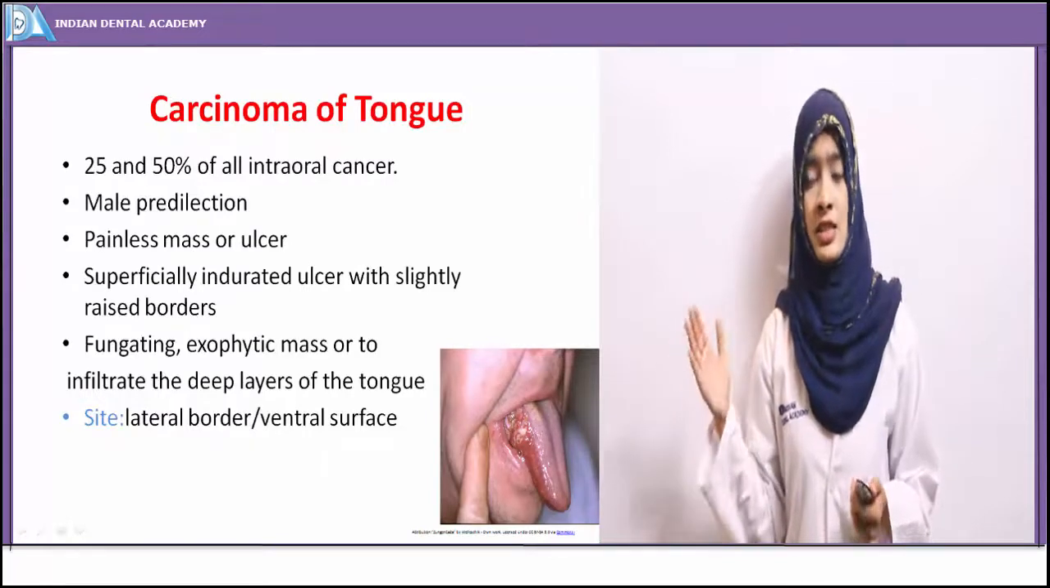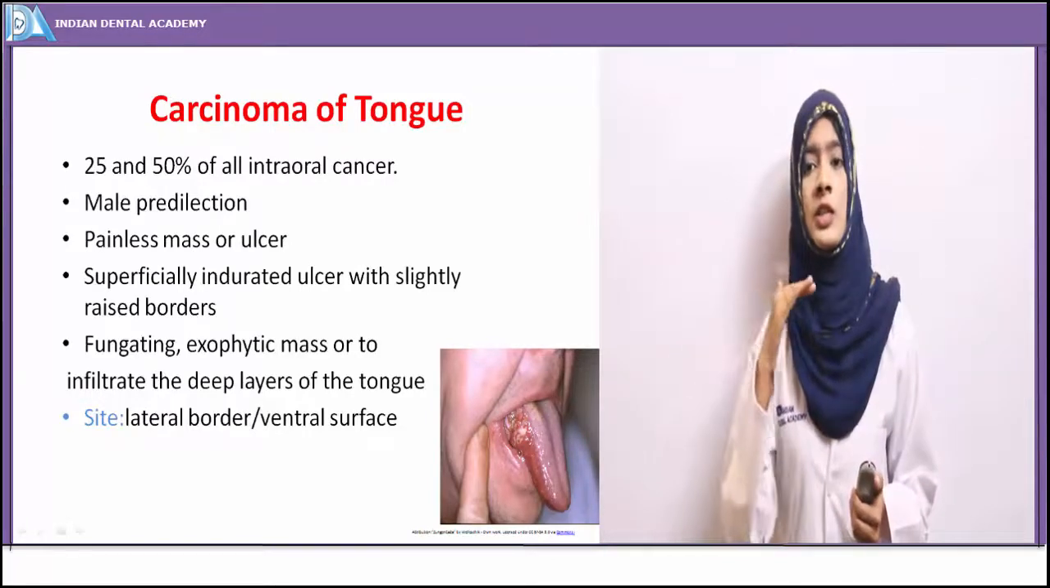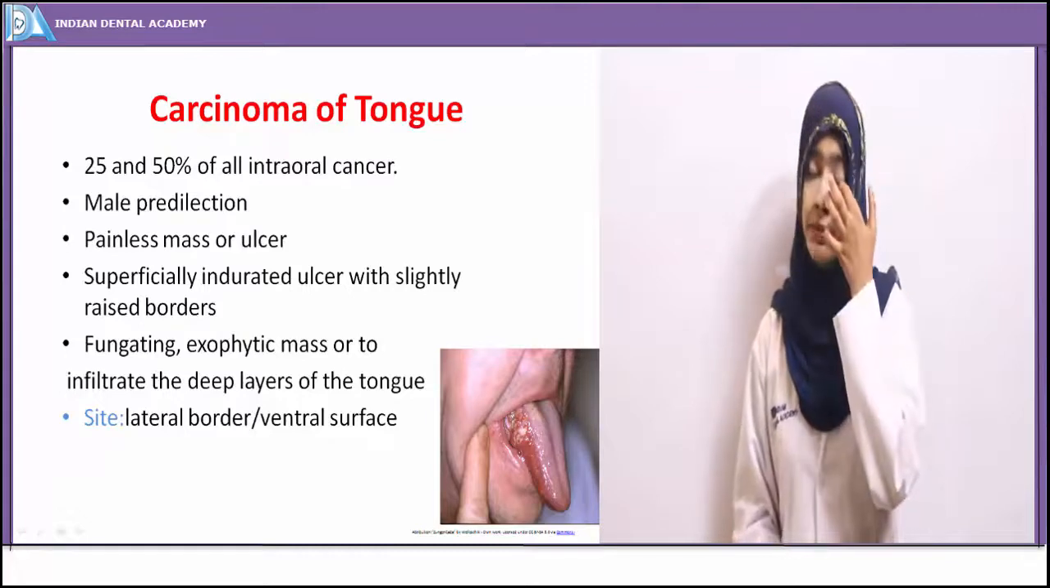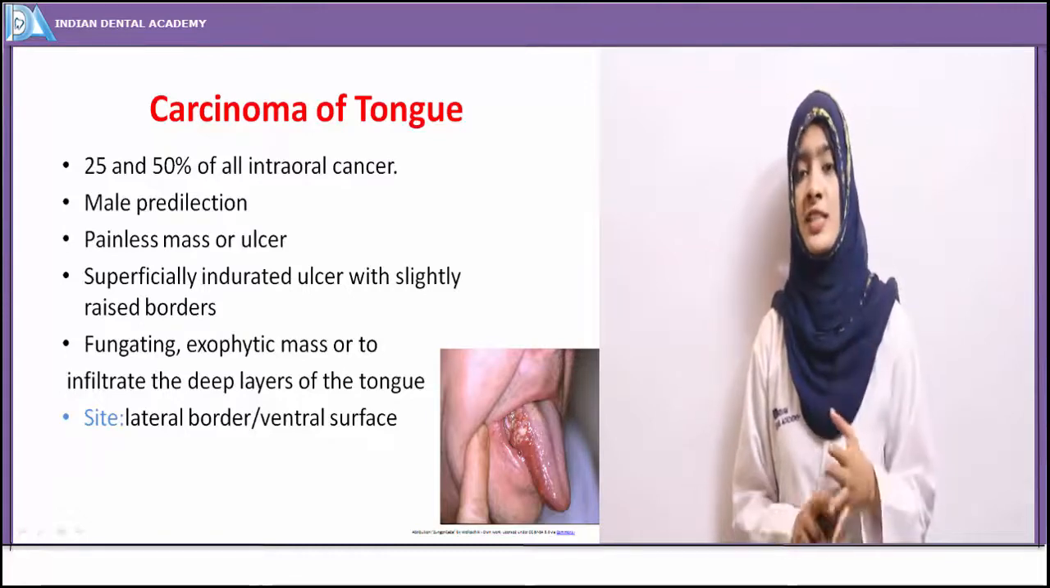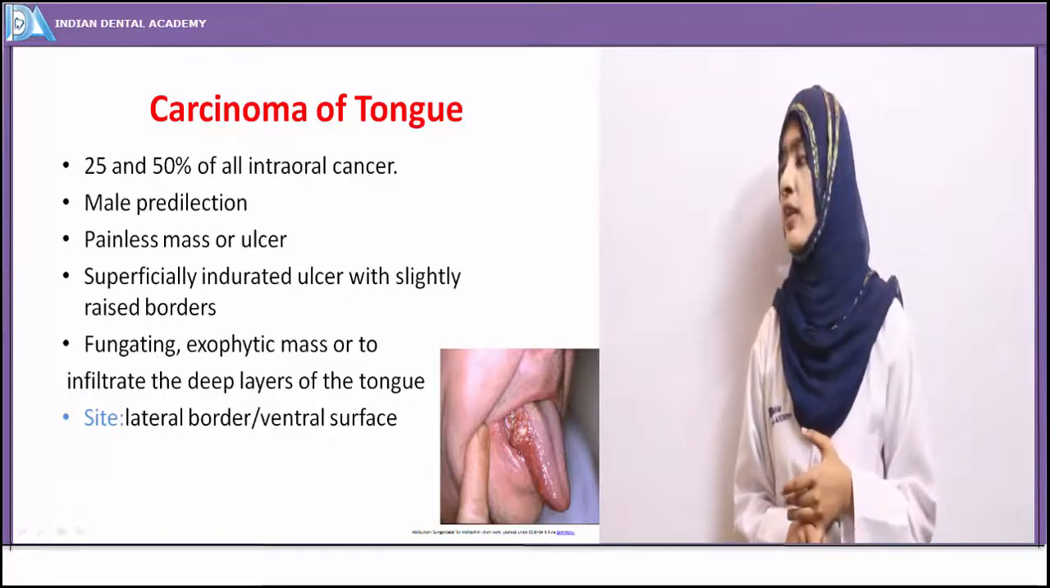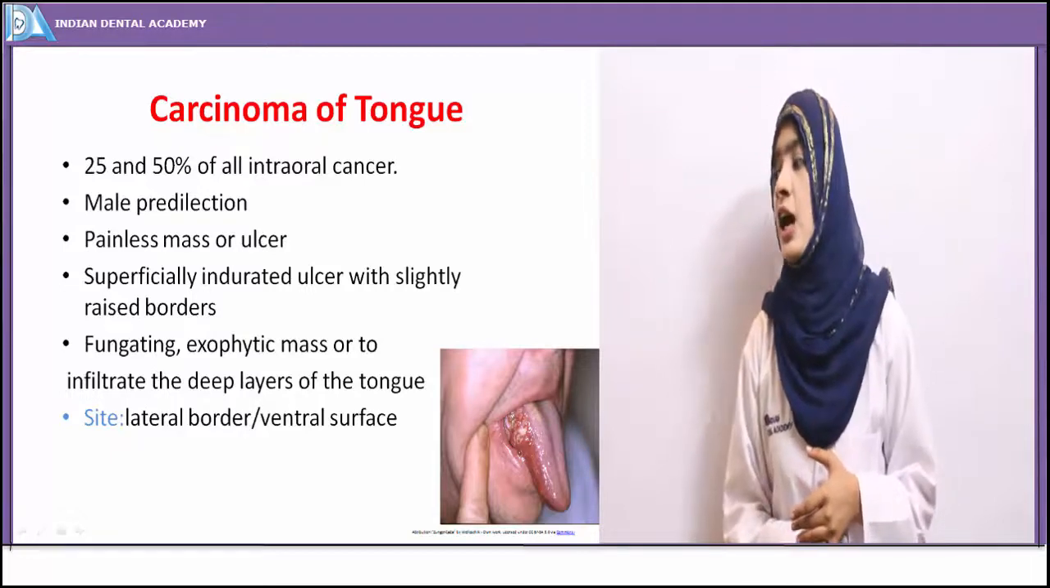And this carcinoma of tongue more commonly shows a predilection for occurrence in males, and the clinical presentation of an ulcer on the lateral border of the tongue or the lower ventral surface of the tongue will be seen.